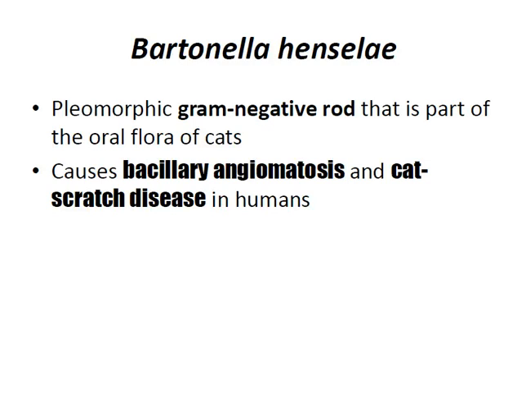Alright, so Bartonella henselae. What do we know about Bartonella henselae? Well, he's a pleomorphic gram-negative rod that is part of the oral flora of, you got it, cats, and he causes bacillary angiomatosis and cat scratch disease in humans. Now, the main mode of transmission is biting or scratching from a cat, so human to human transmission is unlikely.